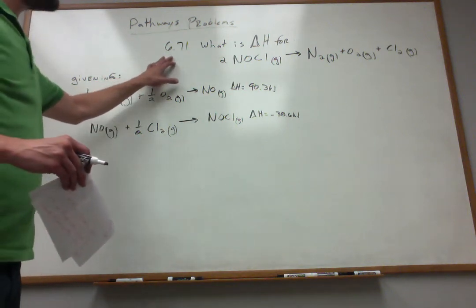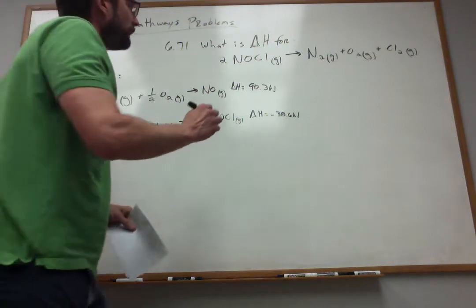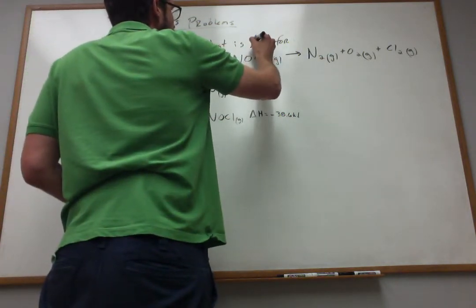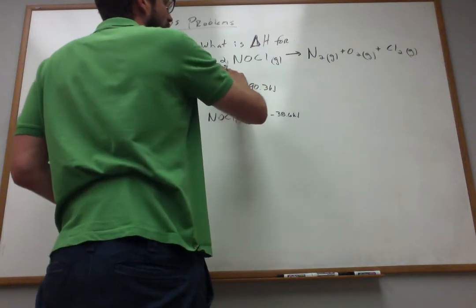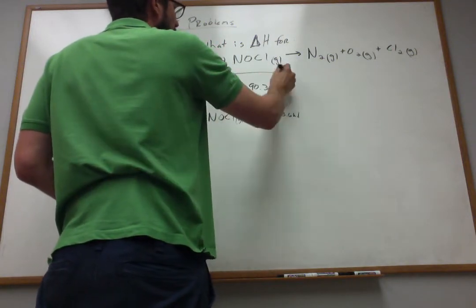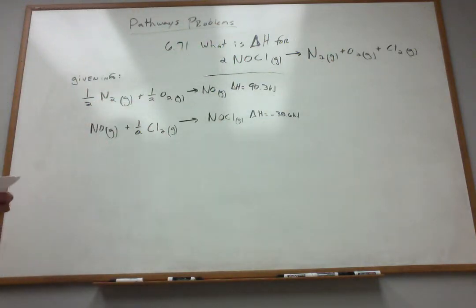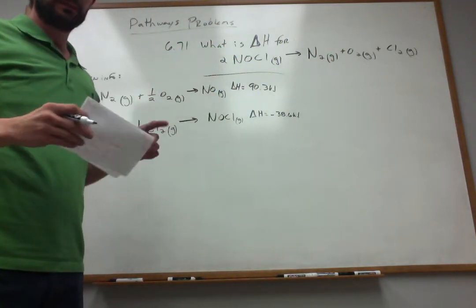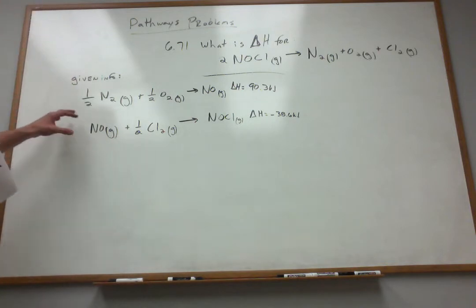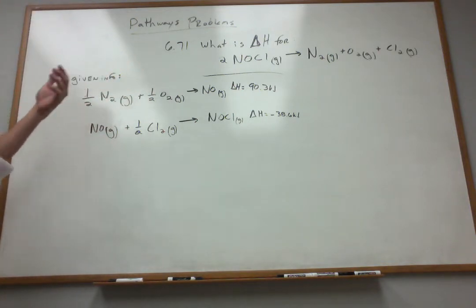Okay, we're going to work 6.71. We're asked, what is the enthalpy of reaction, or my delta H, for this reaction? Now, the thing is that we're not given really any information about that reaction. But instead, we're told about this reaction and this reaction. Neither one of these is the same as that one.